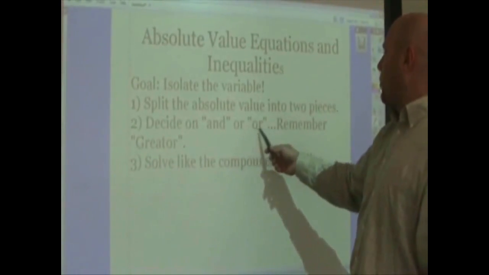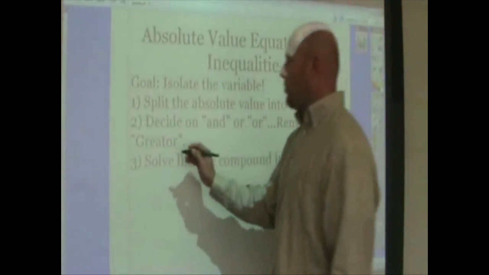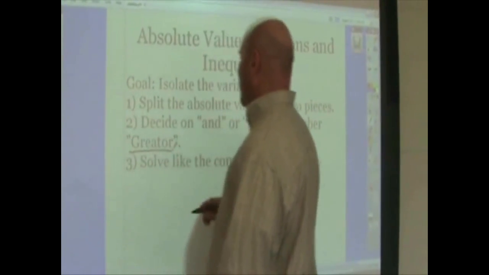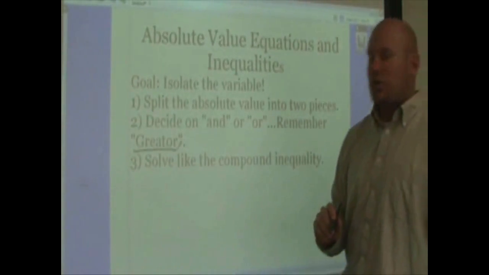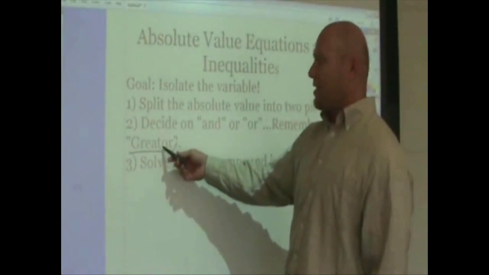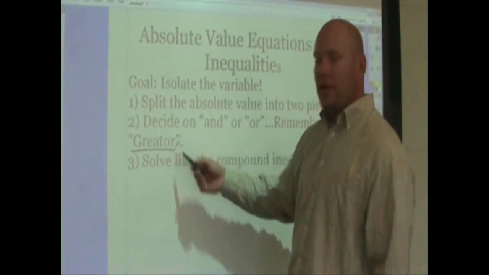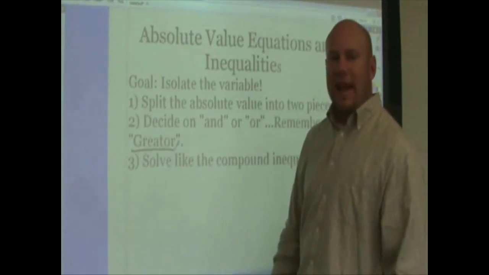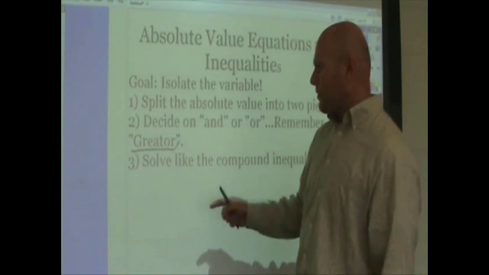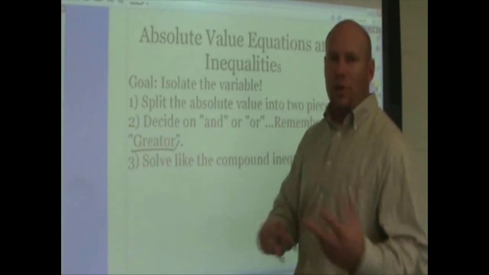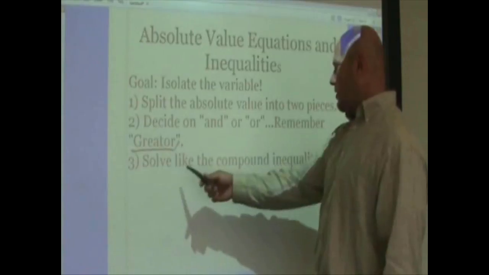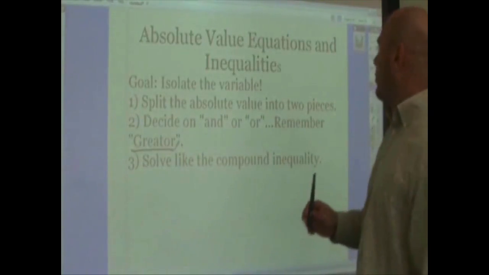Decide on an "and" or an "or", and remember the term "greater", and that lets you know which one's "and" and which one's "or". When you have a greater than sign in an inequality, you get "greater", you get an "or". When you have a less than sign, you get an "and". An equality sign always gets an "or", it's this or it's that. And then we solve it like a compound inequality or like an equation.